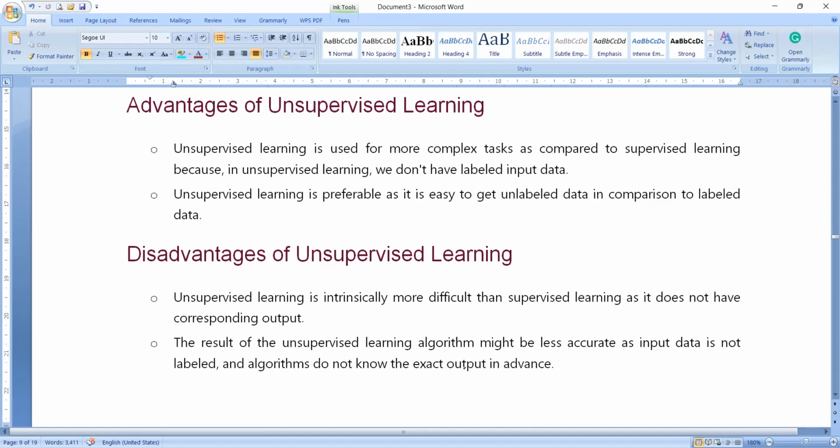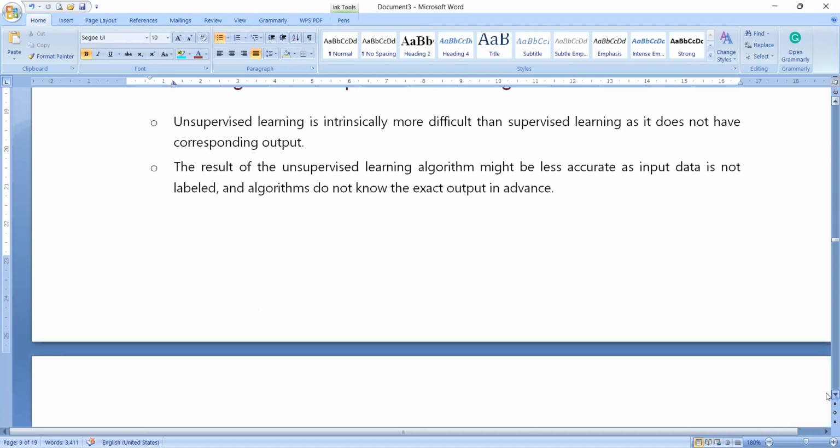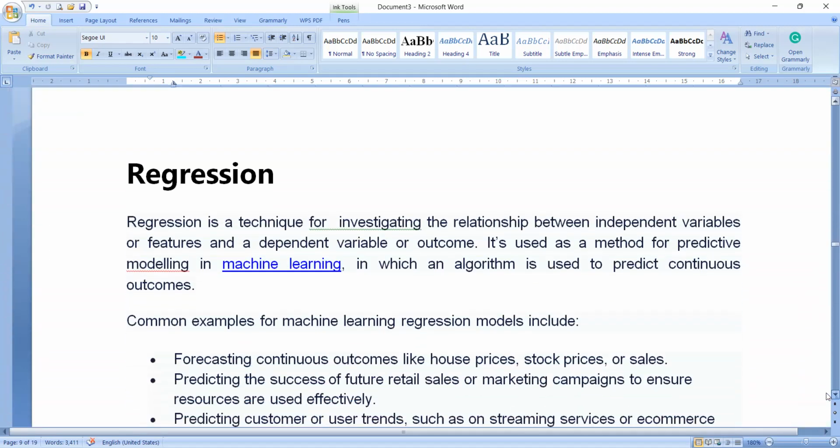So the efficiency of unsupervised learning is also less. Why? Because we don't have any test data or labeled data, so we can't be sure of getting the exact output. These are the disadvantages of unsupervised learning techniques.